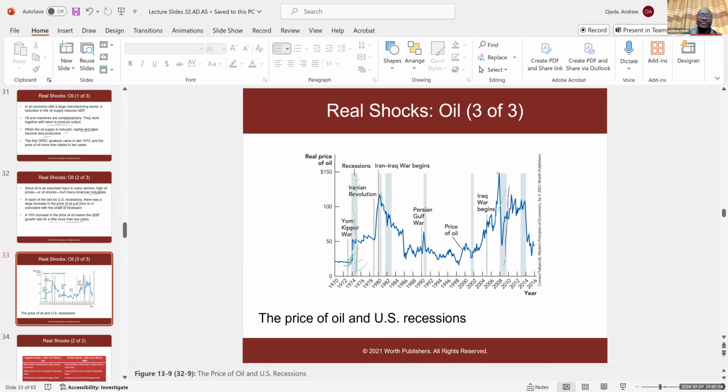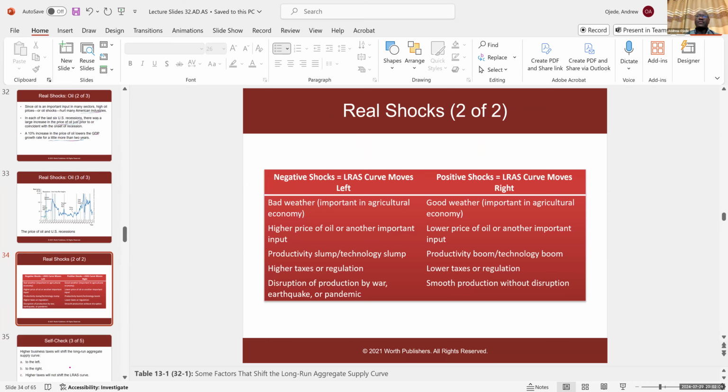Oil price increases. So here's a small summary of what negative real shocks and positive real shocks are. I already talked about it. Bad weather, like in an agricultural economy, is going to shift the long run supply curve to the left. But if it's good weather, it should shift the what? The long run supply curve to the right. A higher price of oil or another important input will shift the what? The long run supply curve to the left. But a lower price of oil means the cost of production will be low. Good for production. So the long run supply curve will shift to the right. Productivity slump due to technology slump will shift the curve to the left.